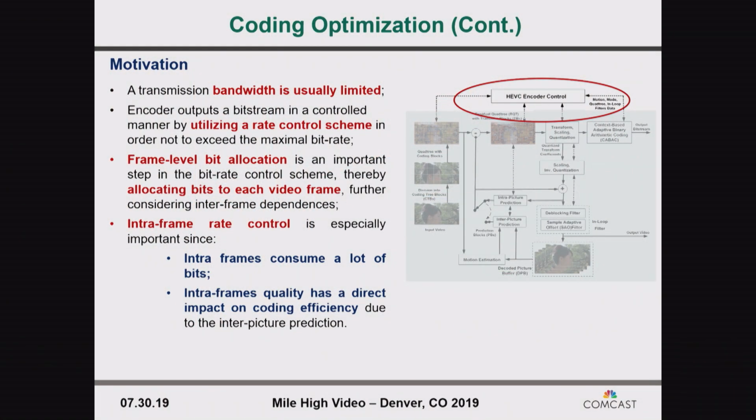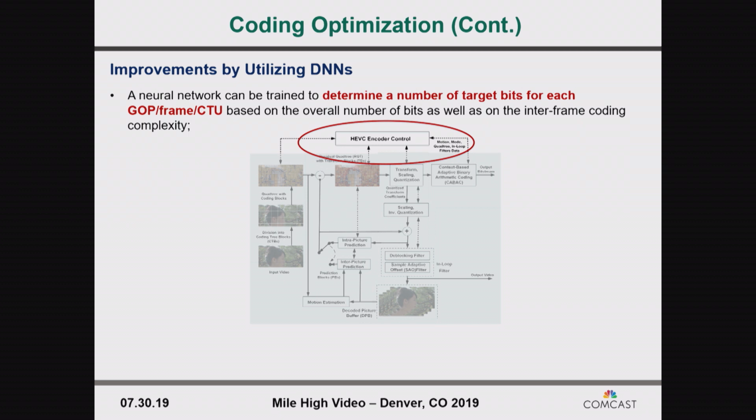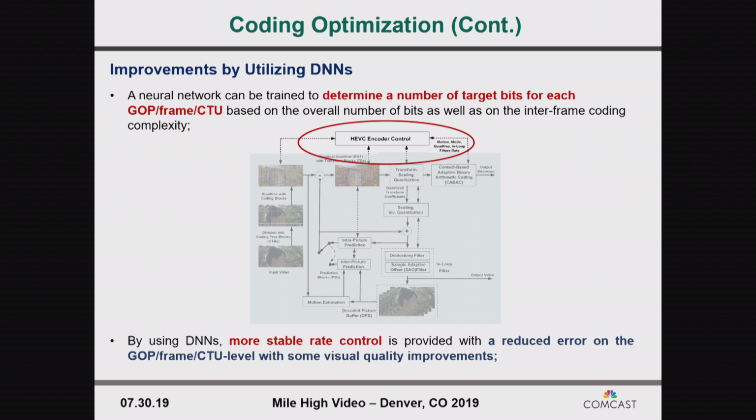And also we can implement it for encoder control. As you know, we need to do accurate bit allocation on the frame level, also on the CTU level, and especially it should be allocated wisely for the intra-frames, because they consume a lot of bits, and the quality of intra-frames has a direct impact on coding efficiency. So this is very important. It can also be done with deep neural networks, and as a result, we can get much more stable rate control, with a reduced error of allocated bits.